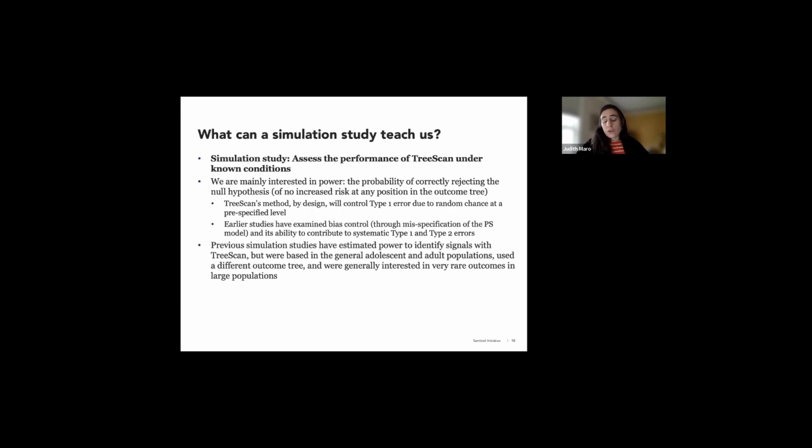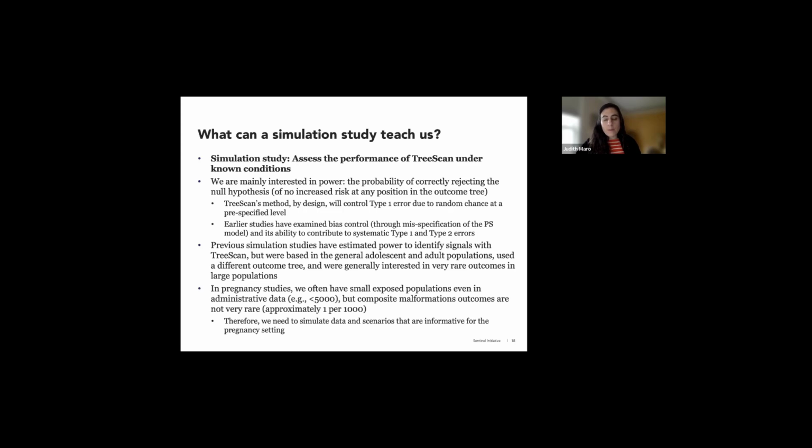Another thing that is true about the TreeScan simulation studies that have preceded this study was they were mostly done in a general adolescent and adult population using a much different outcome tree, which was actually much bigger. And so we were interested in seeing how the tree that we've used performed in this very specific population.